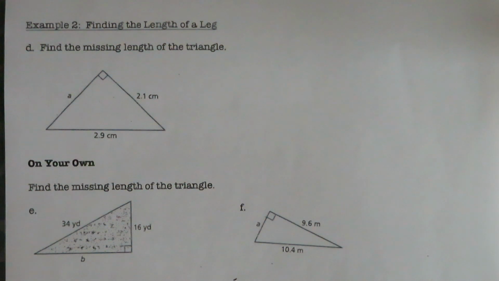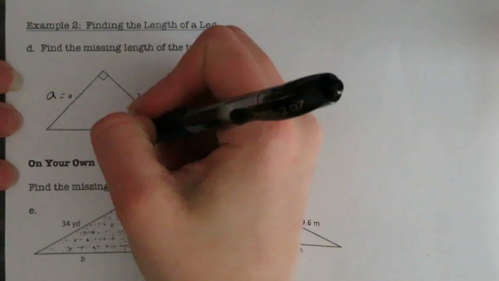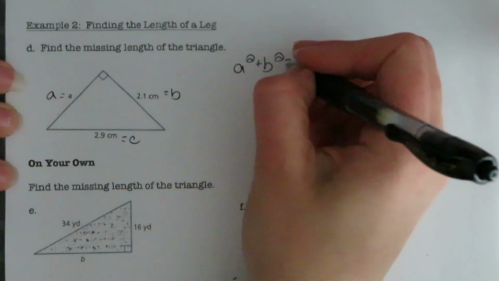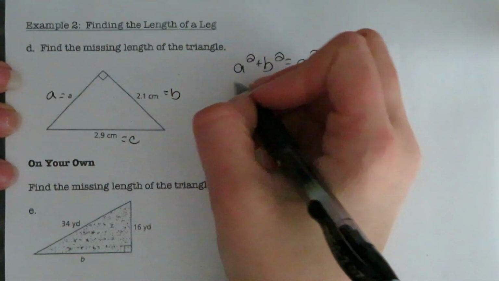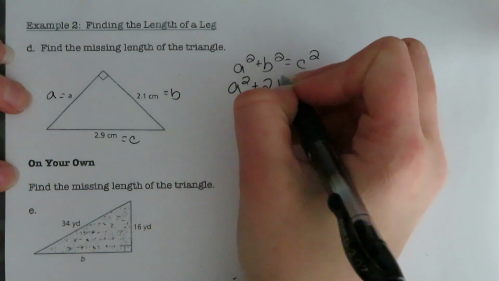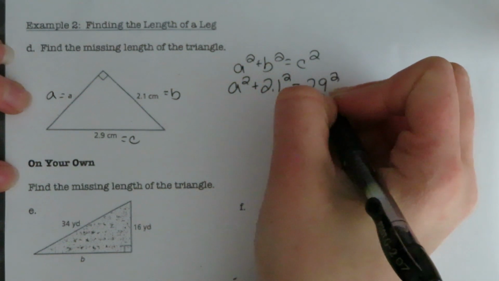Finding the length of a leg. Find the missing length of the triangle. This time we're solving for A. We know B and we know C. A squared plus B squared equals C squared. Watch very carefully where I put my values. A, I'm going to leave as A squared, plus 2 1/10 squared equals 2 9/10 squared.